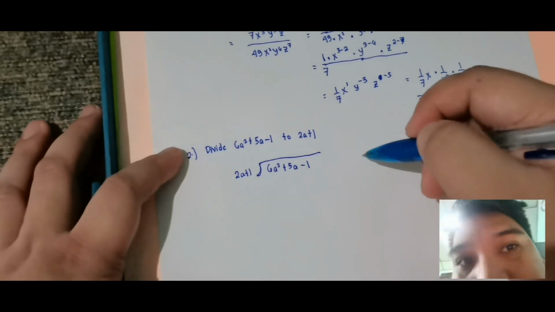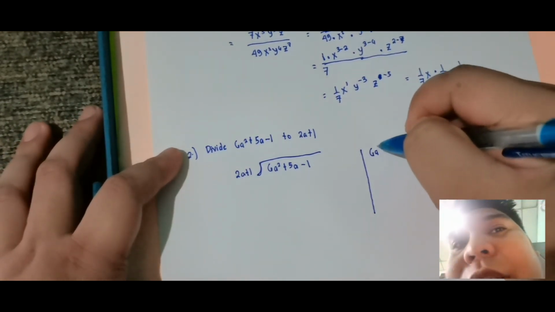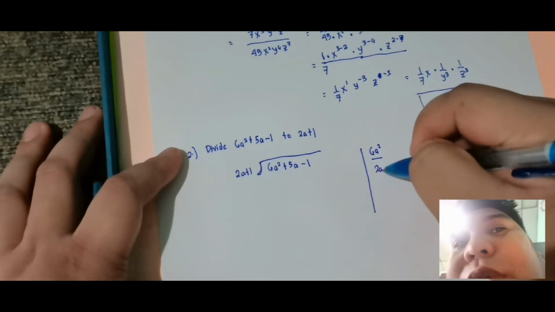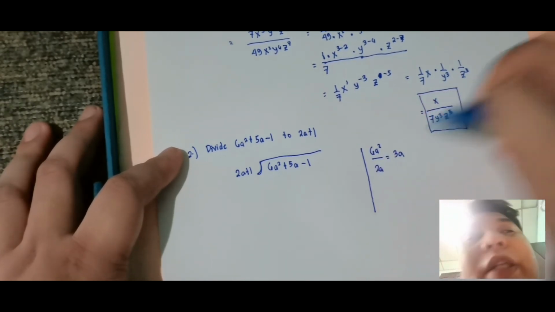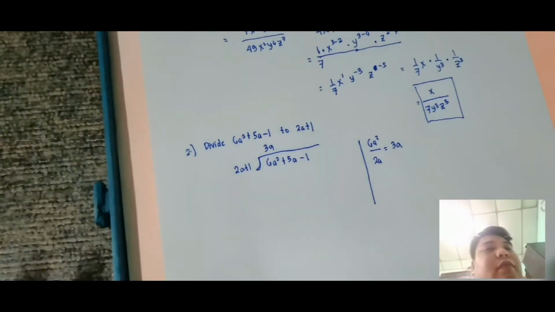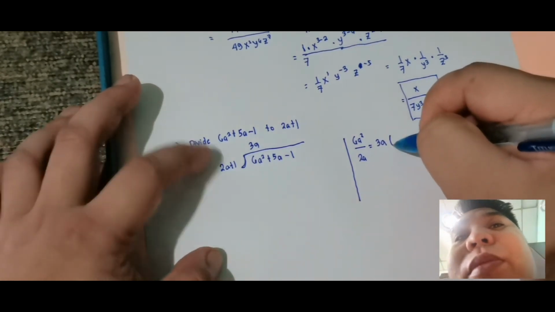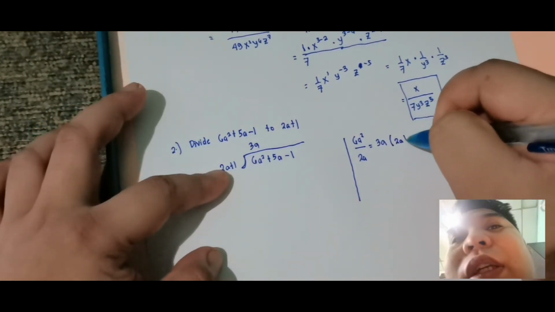So, ang gagawin ko, yung 6a squared divided by 2a. So, dito ko lalagay yung solution na sa gilid. For the meantime. So, 6a squared over 2a, that is 3a. So, lalagay ko dito si 3a. Okay, the next. Itong 3a na to, i-multiply ko dun sa 2a plus 1.